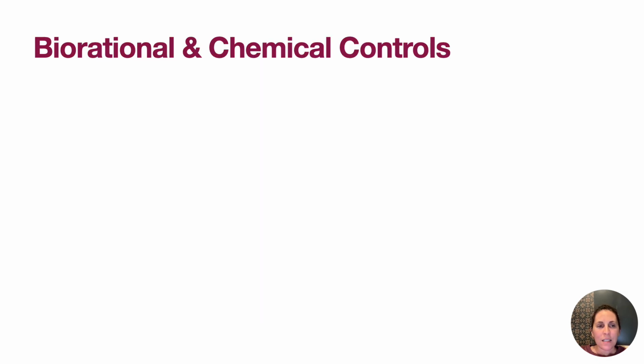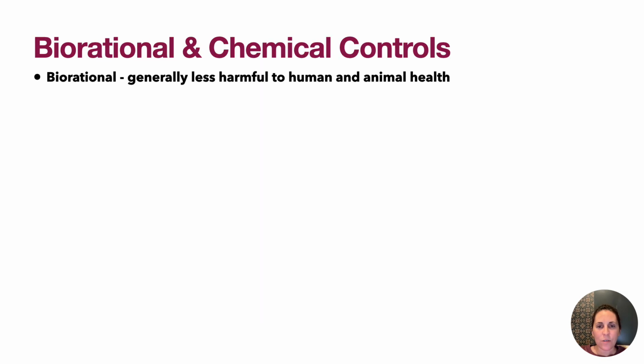All right, so the next step up is biorational controls. So biorational controls are the next step up because they're generally less harmful to human and animal health as well as our pollinators. And so these could be in the form of microbial controls. And so different forms of streptomyces have been shown to help keep different pathogens in control.